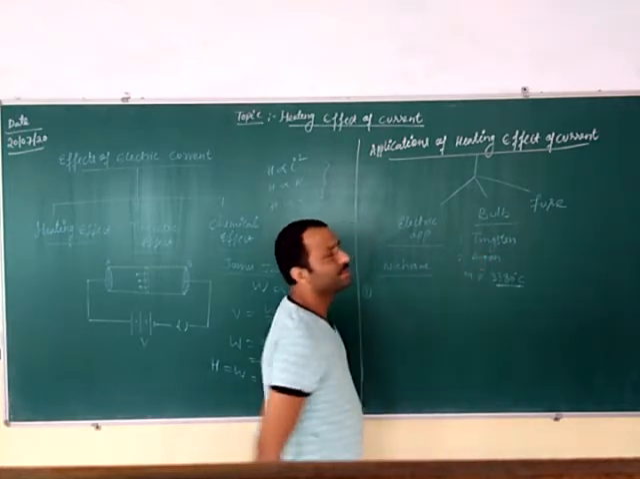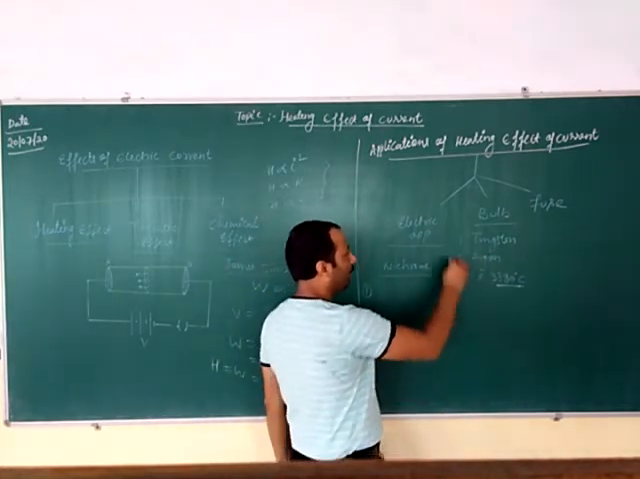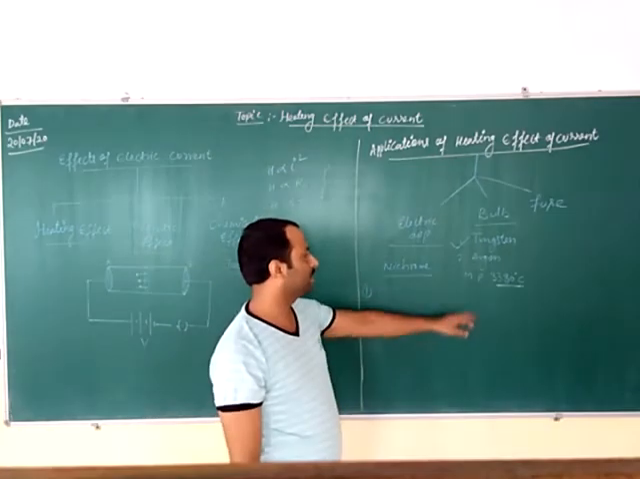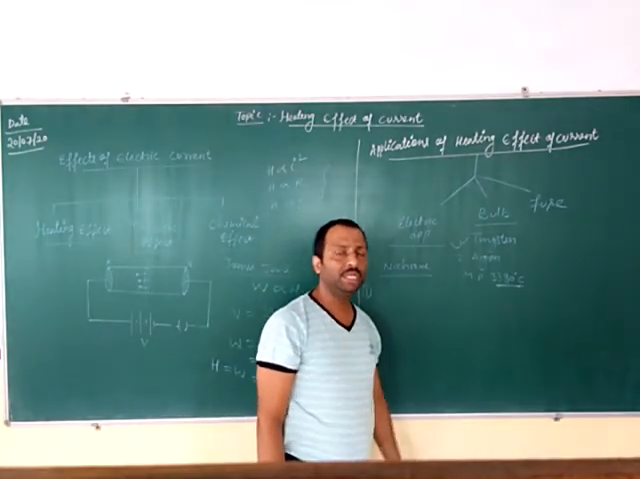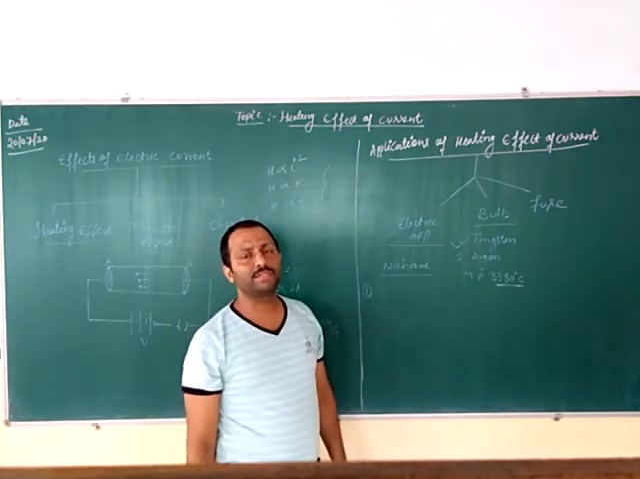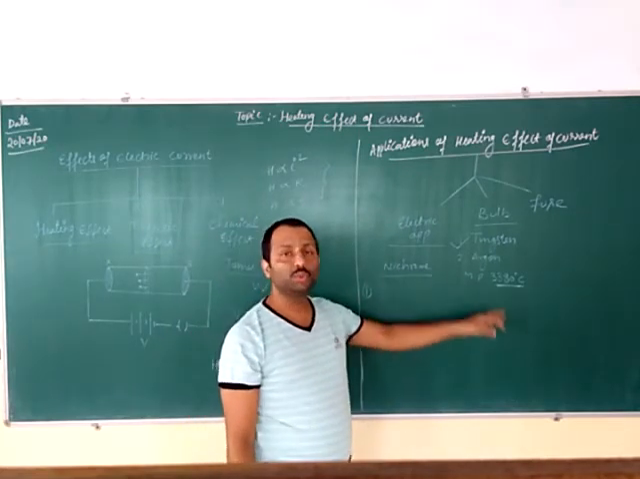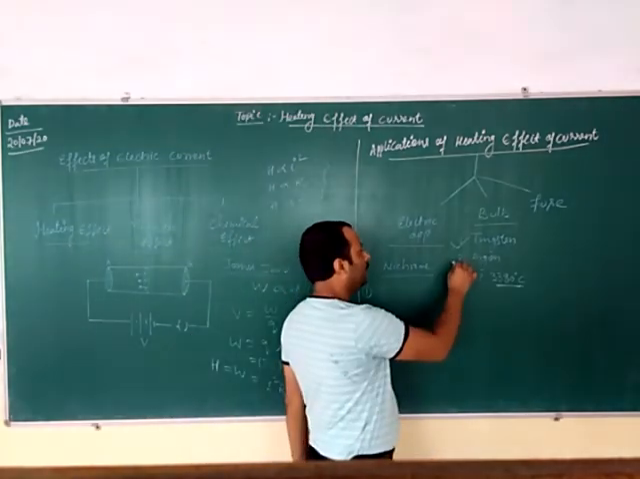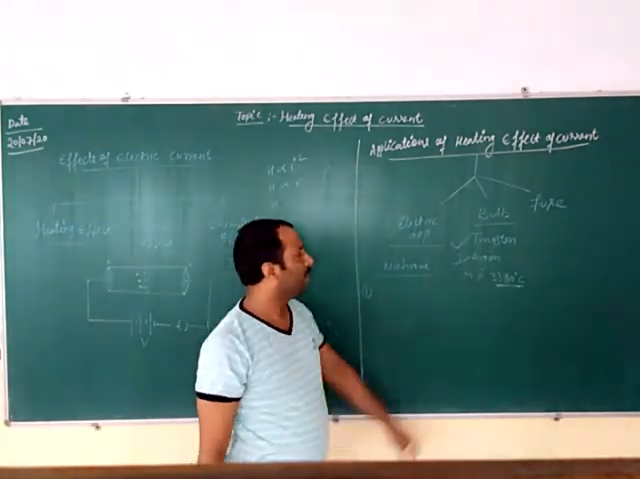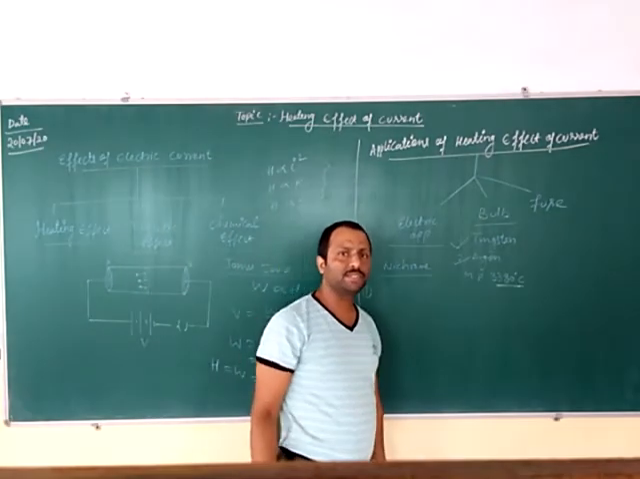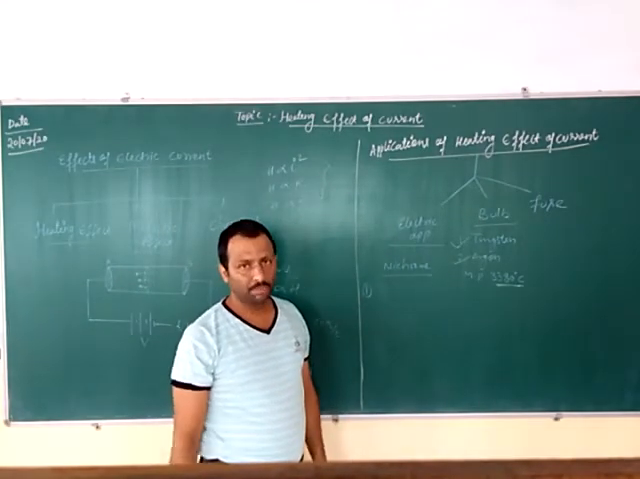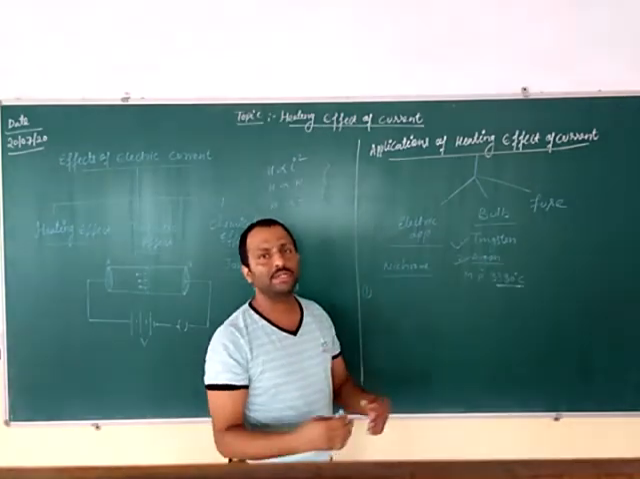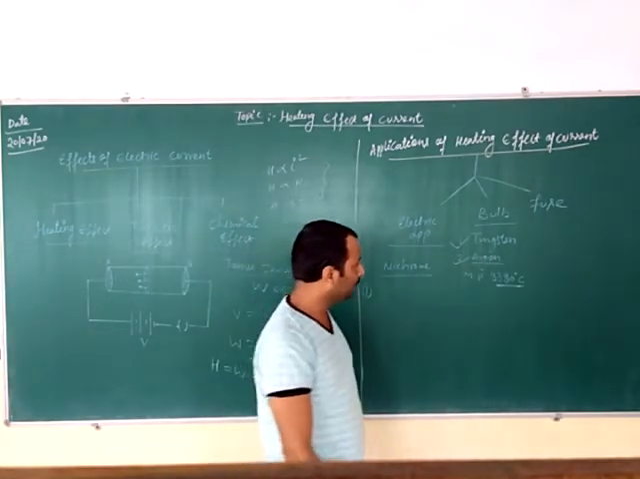Here 2-3 questions are asked from the electric bulb. Why is the filament of the electric bulb made up of tungsten? Because it has very high melting point. It does not oxidize or burn easily at high temperature. Secondly, why is argon or nitrogen gas filled in the bulb? Because nitrogen or argon is an inert gas. It does not react with the filament.